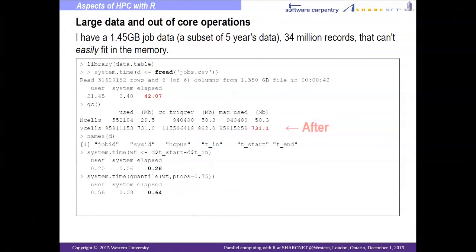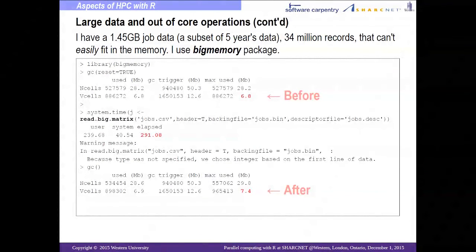The next one: large data and out-of-core operations. Let's say you have a large data set; in this case I have 1.5 gigabytes of data and 34 million records that can easily fit into memory. Here's an example. After I load the data into memory, it shows it's now taking 700 megabytes of memory. If my computer doesn't have enough memory, then I'll be in trouble. So this is why we want to use out-of-core operations.